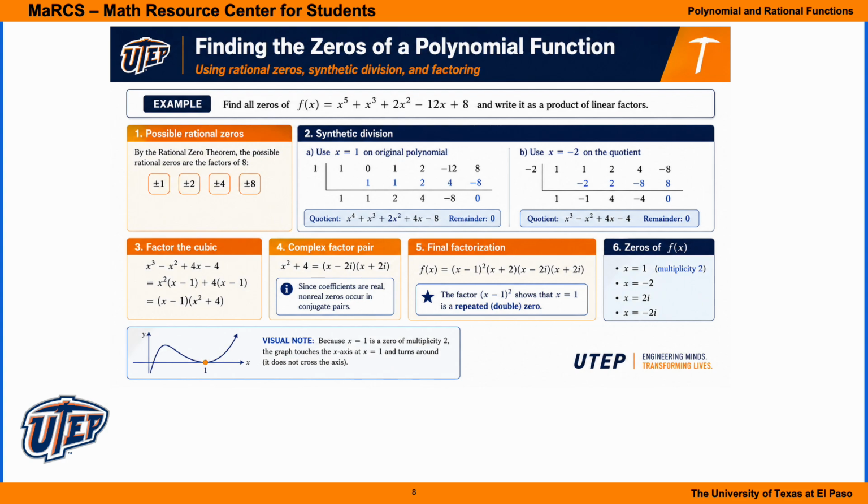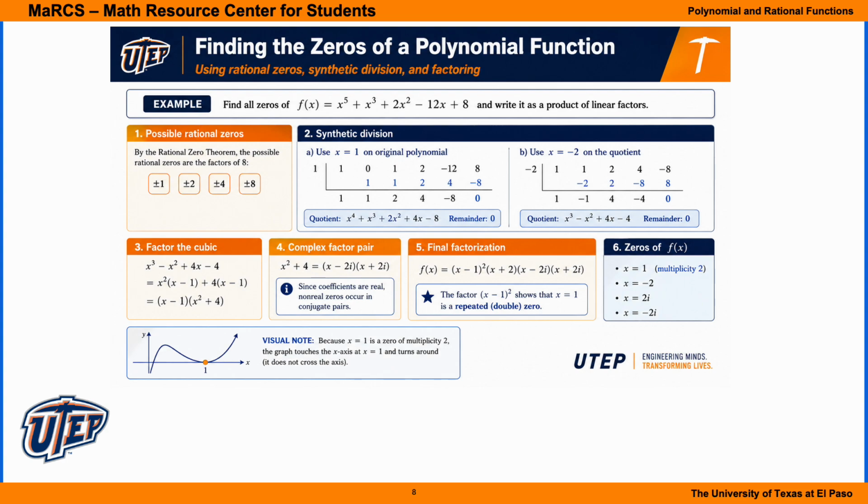Now 1 times 1 is equal to 1, so 1 plus 1 will give us 2. Now 2 times 1 is 2, so 2 plus 2 will give us 4. 4 times 1 is equal to 4, so negative 12 plus 4 is equal to negative 8. Negative 8 times 1 is equal to negative 8, so 8 plus negative 8 is equal to 0. So our quotient is x to the power of 4 plus x cubed plus 2x squared plus 4x minus 8, and we'll have a remainder of 0.